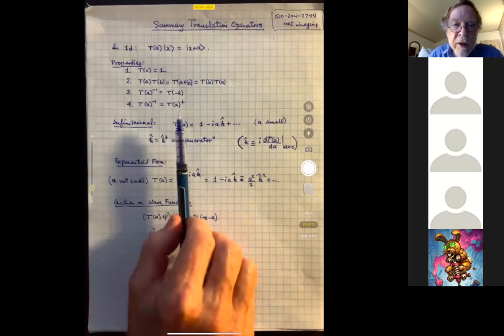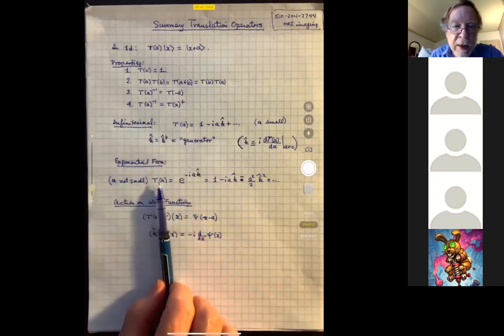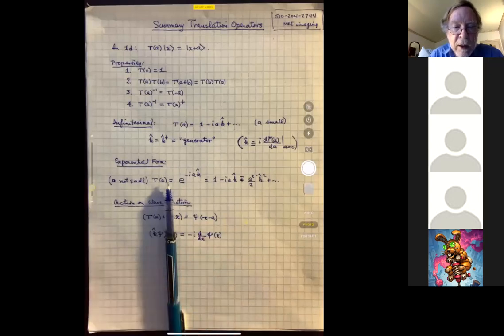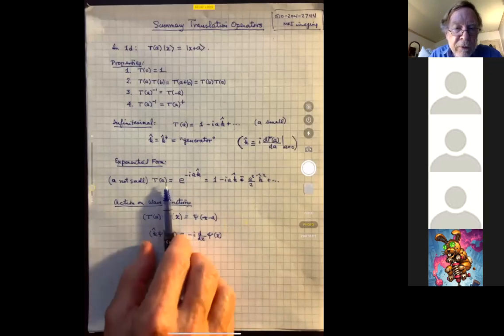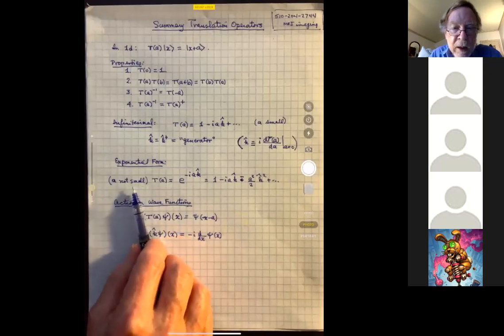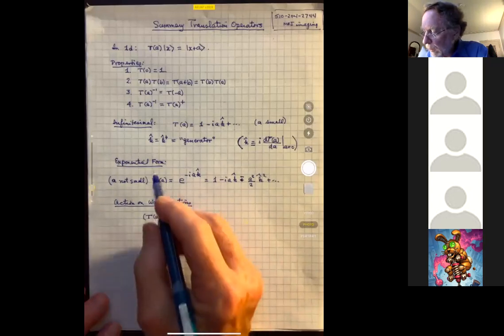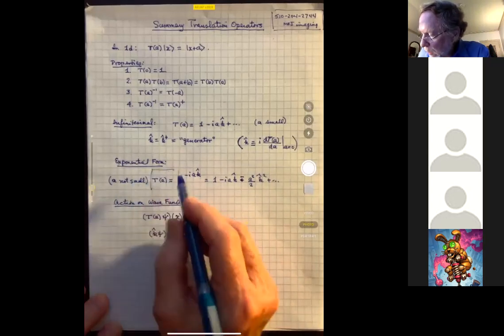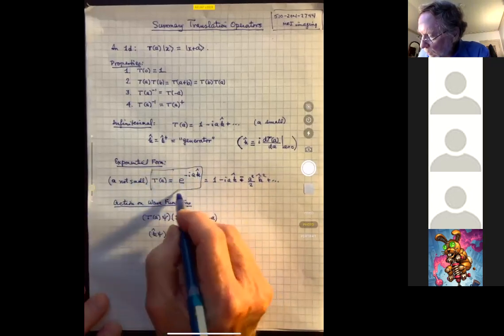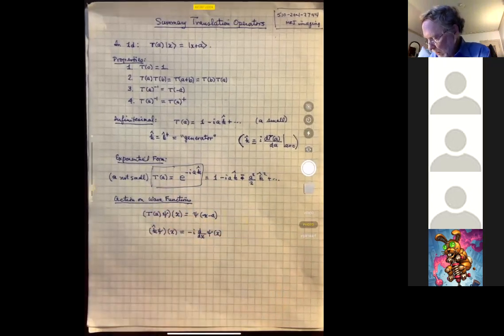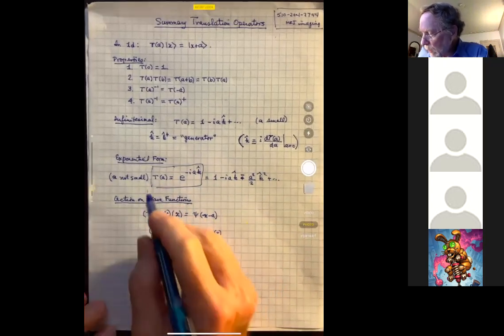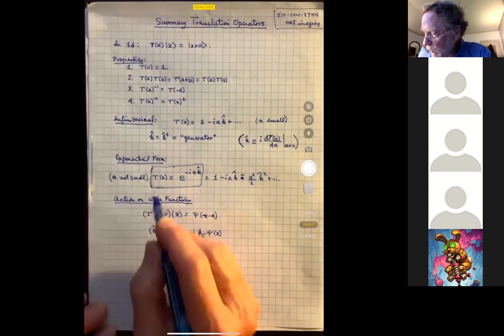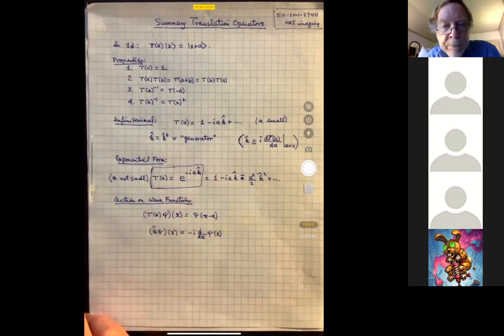In any case, we took this infinitesimal relation and we sort of bootstrapped ourselves up by multiplying together large numbers of infinitesimal translations to get an expression for T of A when A is not small. And that gave us an exponential formula here, which I want to box because it's actually an important formula. Let me put a box around it like that. Okay, so this is the exponential version of the translation operator. And I think that's a summary of what we did in the last 5 or 10 minutes of the last lecture.